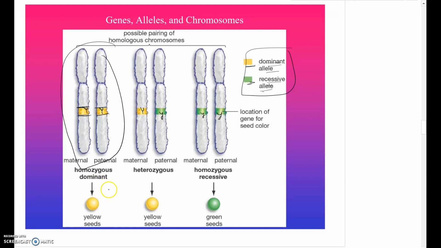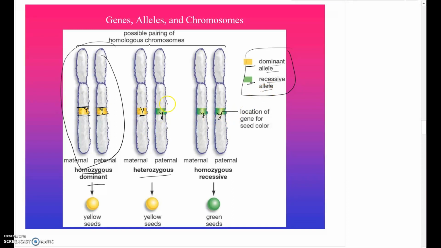DNA. And so here a homozygous dominant individual would show up as being yellow because they have at least one of the dominant alleles. A heterozygous individual would also show up as yellow because they have a dominant allele. And a homozygous recessive one would show up as green because they only have the green alleles.